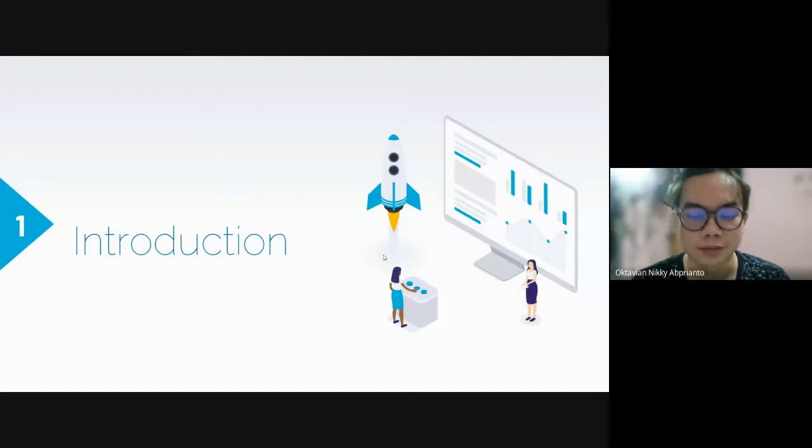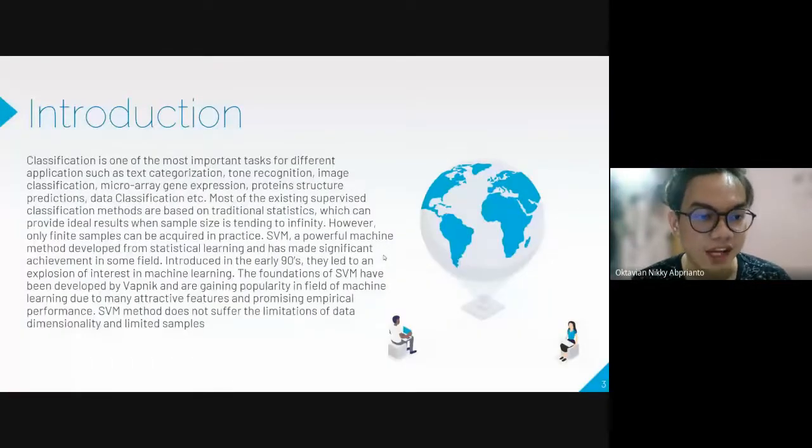First, introduction. Classification is one of the most important tasks for different applications such as text categorization, tone recognition, image classification, microarray gene expression, protein structure prediction, data classification, and etc. Most of the existing supervised classification methods are based on traditional statistics, which can provide ideal results when sample size is tending to infinity. However, only finite samples can be acquired in practice.